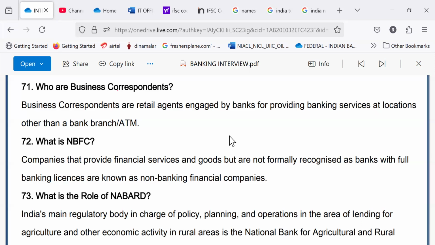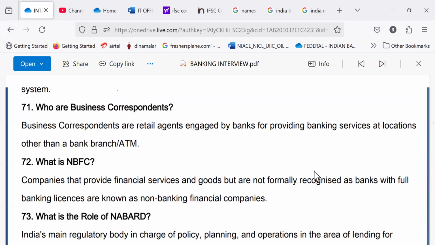Okay, sir. Who are business correspondents? Business correspondents are retail agents engaged by banks for providing banking service at locations other than bank branches and ATMs. What is NBFC? Companies that provide financial service and goods, but are not formally recognized as banks with a full banking license, are known as non-banking financial companies.